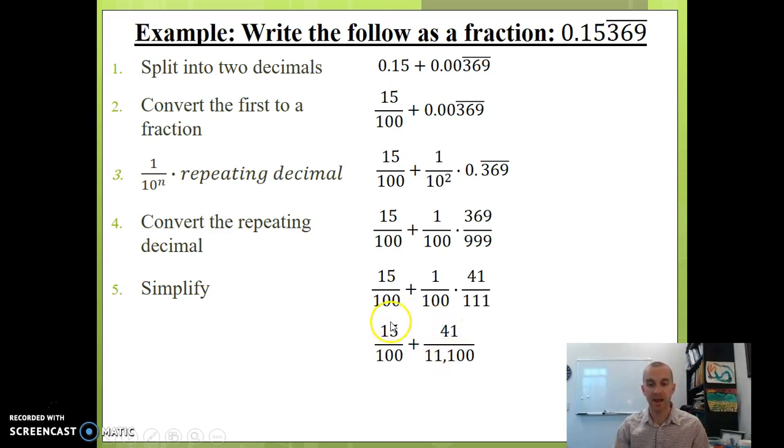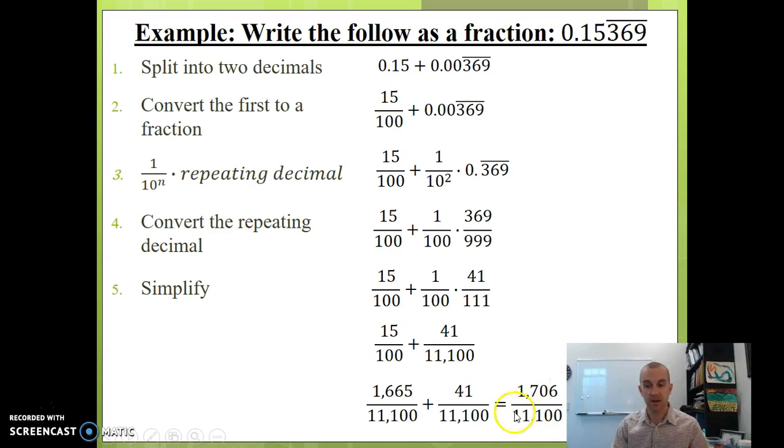And now I need to add my fractions, which means I need a common denominator. And 100 can go into 11,100. Okay, so I can multiply that by the factor that's needed, both the numerator and denominator, and that will give me 1,665 over 11,100. That's the equivalent fraction. And I can add these two values together now and keep my denominator, and I end up with 1,706 over 11,100. And if I divide this in my calculator, I will end up with the same decimal.